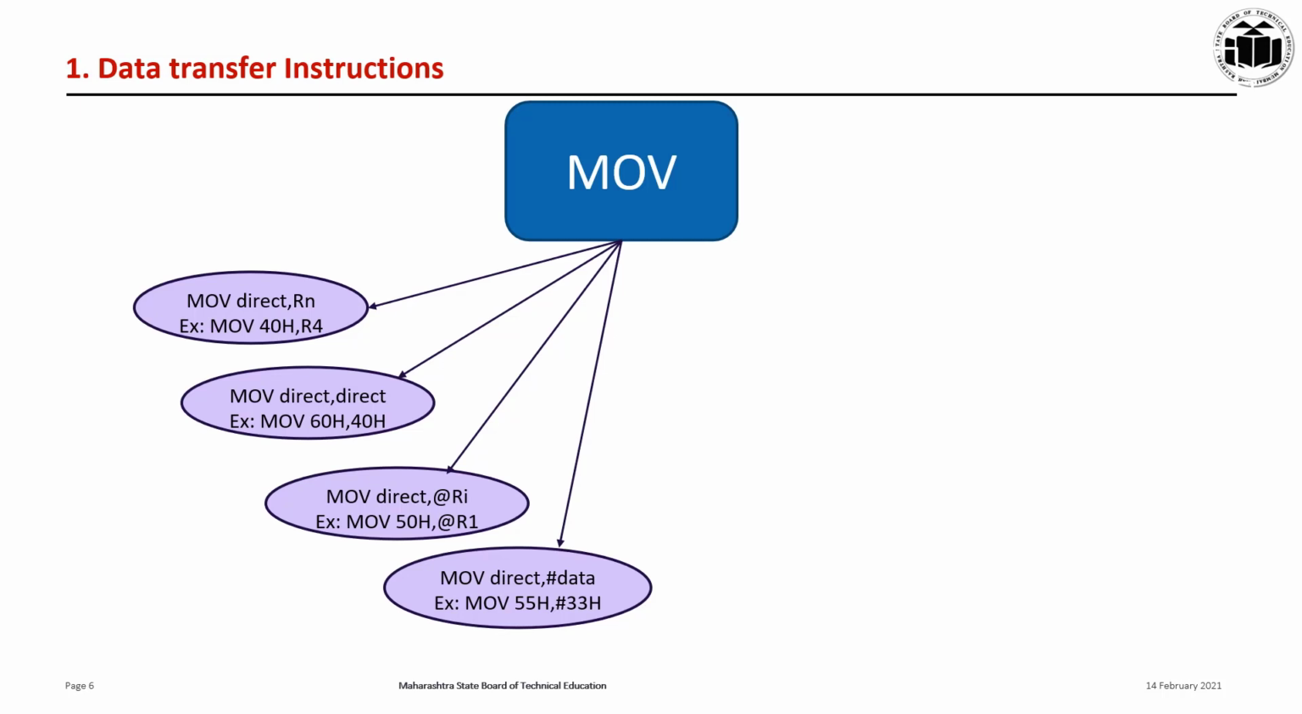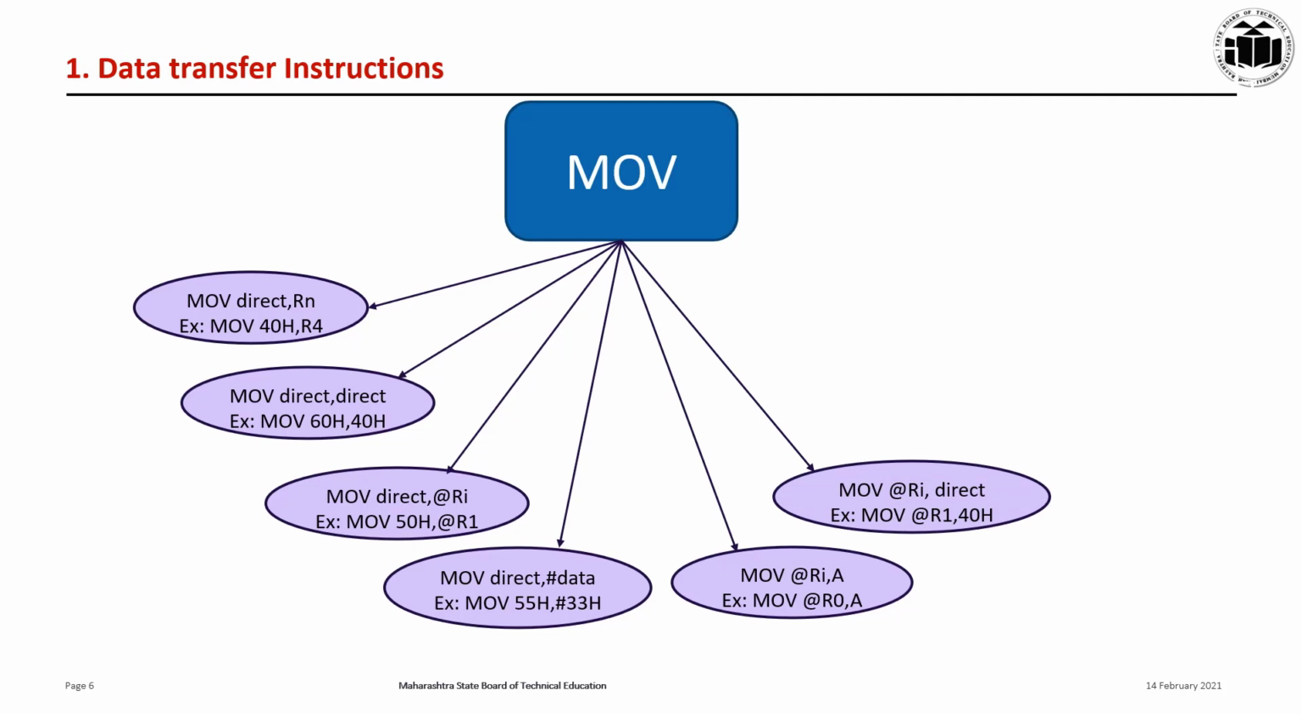Example, MOV A, #60h. Here, data 60h will copy to the accumulator. MOV @Ri, A. This instruction copies the content of accumulator to memory location pointed by register Ri. Example, MOV @R0, A. The content of accumulator will copy to memory location pointed by R0.